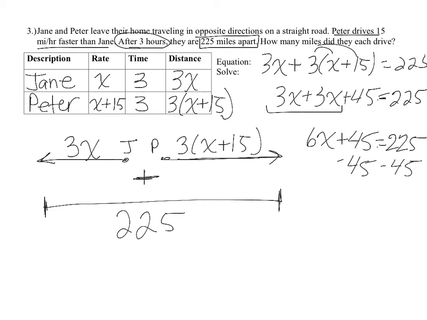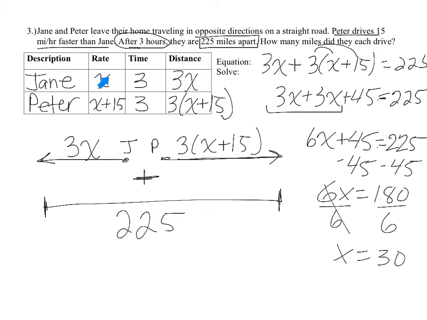225 divided by 45 is 180. So then you get 6x equals 180. Then we're going to divide by 6. And 180 divided by 6 is 30. So you get here that x is equal to 30. So now let's think about what x means.